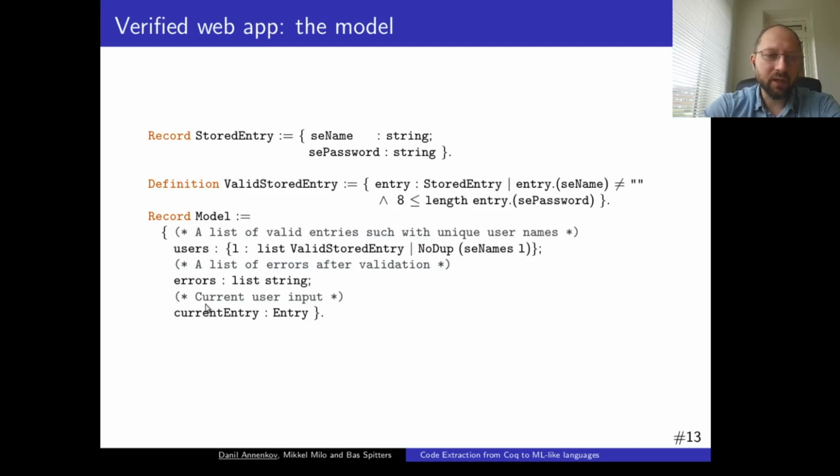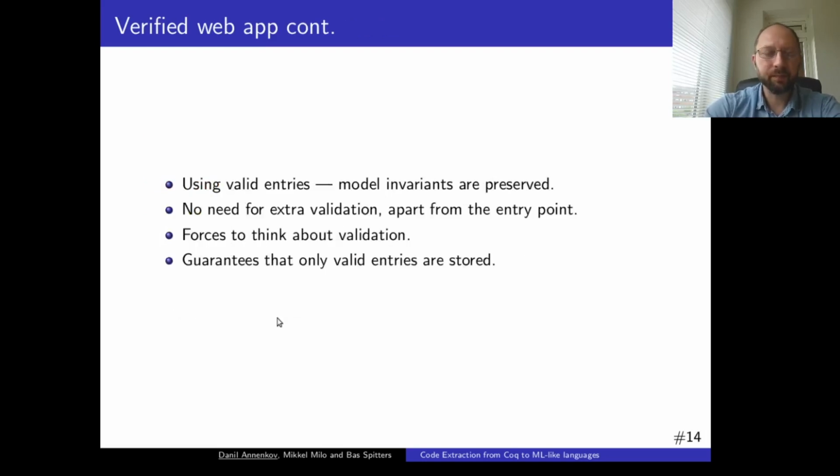The model also contains a list of errors that we populate after performing the validation step, and it contains a current entry. The entry type is not given here, but you can imagine it as raw user input, which we have not validated yet. Using valid entries has an advantage that whenever you write a function on these entries, you know that you will have to preserve the model invariants, so you never break the validity of them.